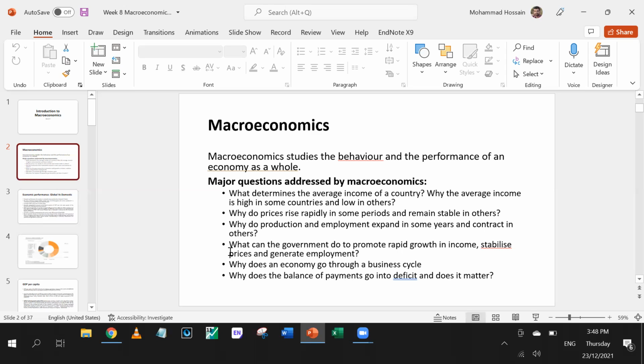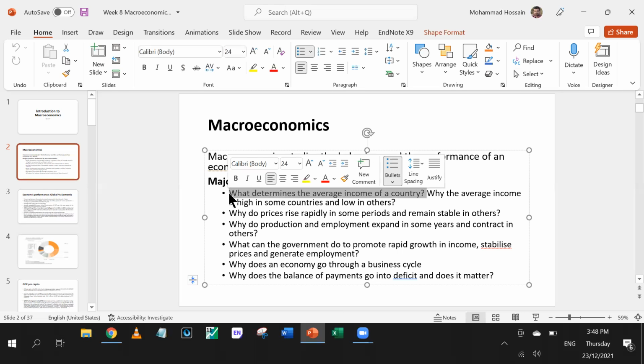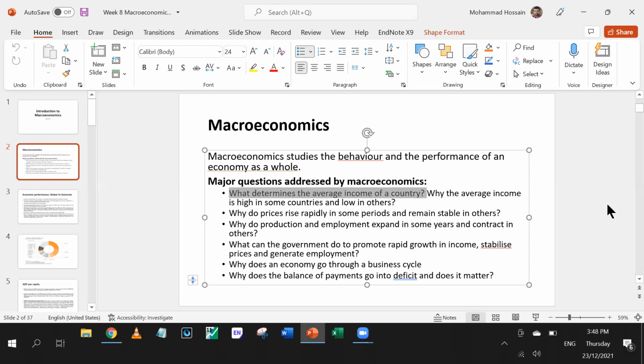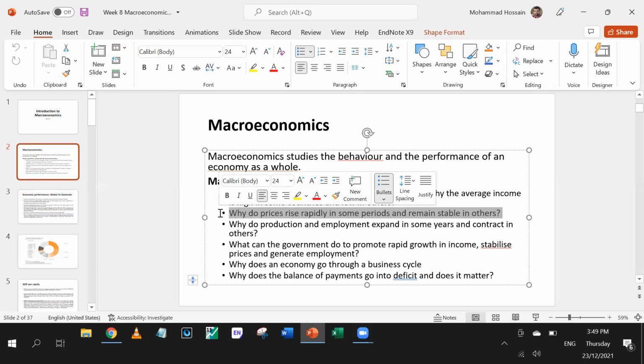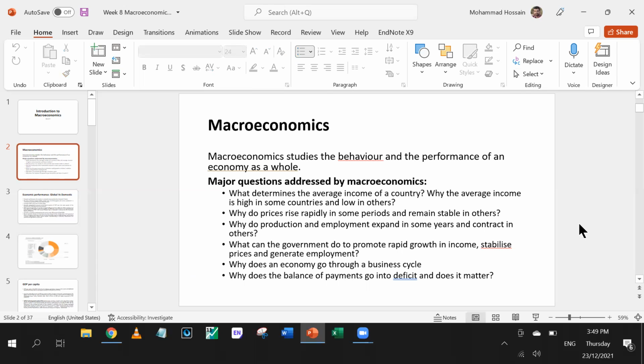All right. Now, next part is the major questions addressed by macroeconomics. It addresses what determines the average income of a country. See, income of a country, not any industry, not any business or company, not any person. Why is the average income high in some countries and low in other countries? Why do prices rise rapidly in some periods, and remain stable in other time periods? Even though they're talking about different time periods, they're talking about the country as a whole, like third quarter Australia's price. So it's not about a specific country, specific product or item. This is macroeconomics.